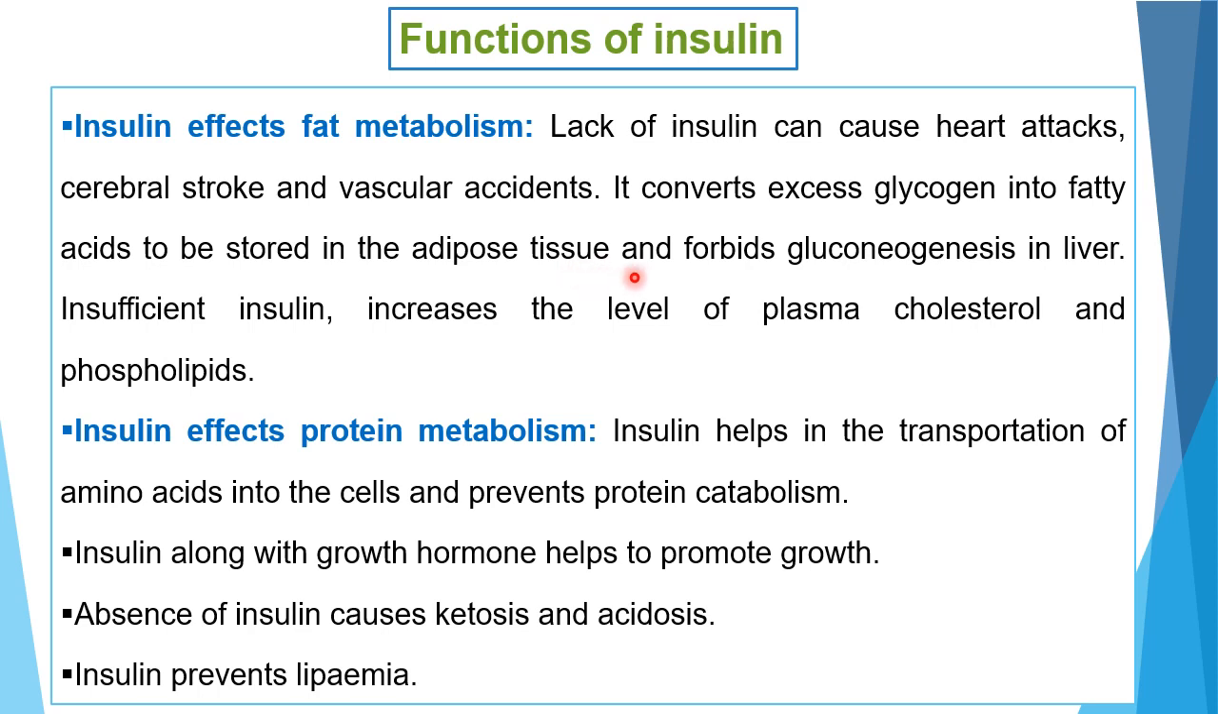Insulin also forbids gluconeogenesis in the liver. I would like to mention that gluconeogenesis is a metabolic pathway that generates glucose from non-carbohydrate precursors. Insufficient insulin increases the level of plasma cholesterol and phospholipids. Diabetic people with high cholesterol level can develop atherosclerosis. Insulin affects protein metabolism. Insulin helps in the transportation of amino acids into the cells and prevents protein catabolism.